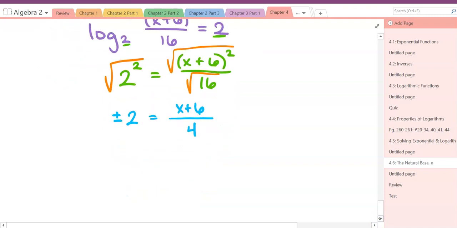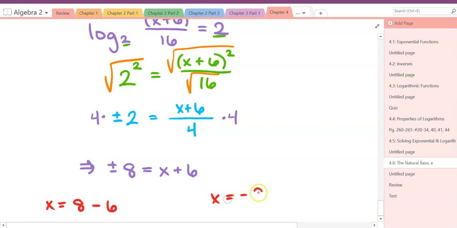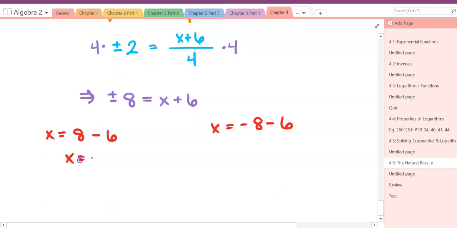And so now we're going to solve. I'm going to first start by multiplying by 4. So it's going to say plus or minus 8 equals x plus 6. So we have two options here. We have positive 8 minus 6, and we have negative 8 minus 6. Positive 8 minus 6 is going to leave me with a 2. Negative 8 minus 6 is going to leave me with a negative 14.